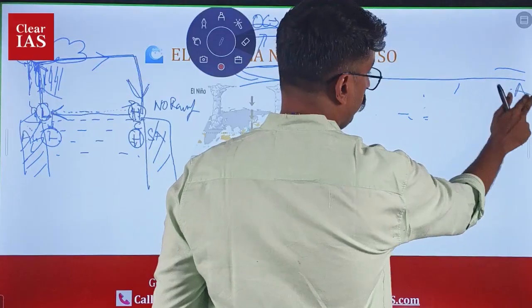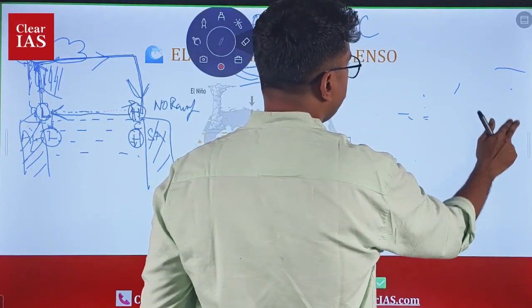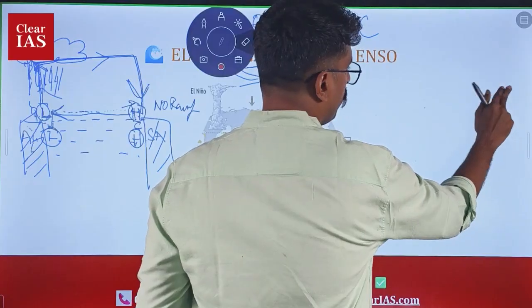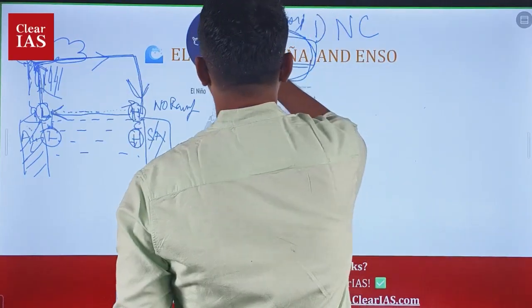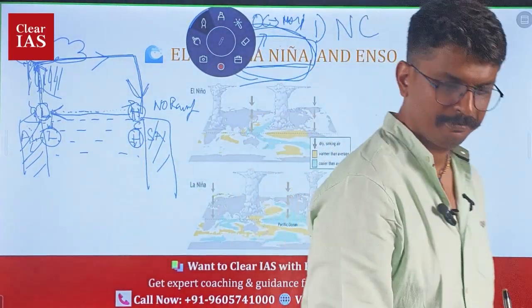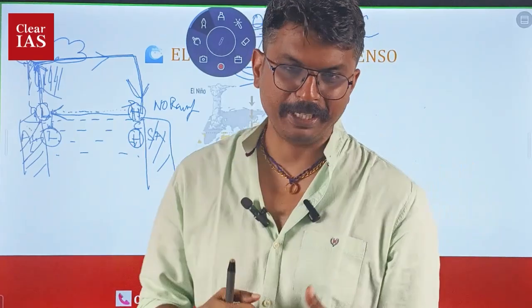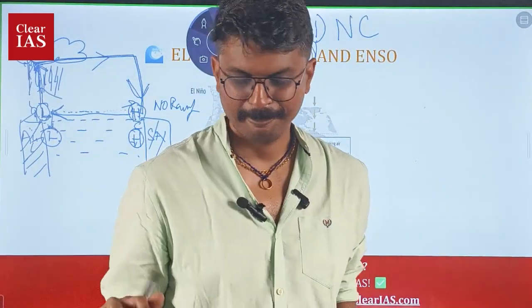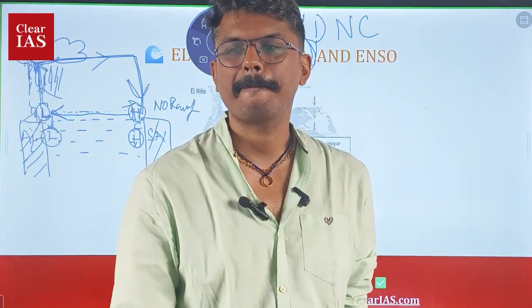Why would it get powerful? Due to many reasons we don't understand. So we as geographers, we don't want to say we don't understand. So we say climate change. Okay. So we remain very confident. We say due to climate change.